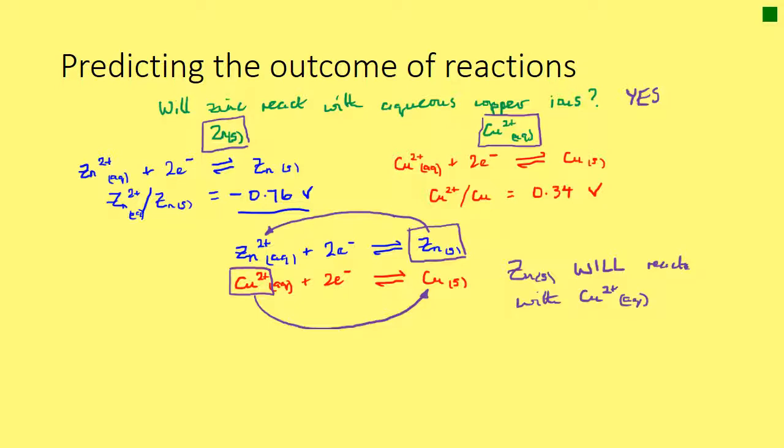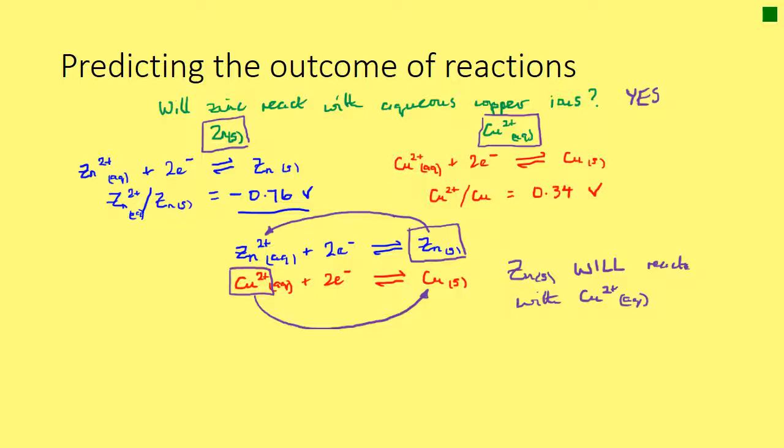And then if we do the same for copper, let's do copper in red. In the reduction direction we would start off with copper aqueous ions, and they would also accept 2 electrons to form copper metal. So we've got the two reduction reactions down. At least the forward reaction is the reduction reaction for both zinc and copper.